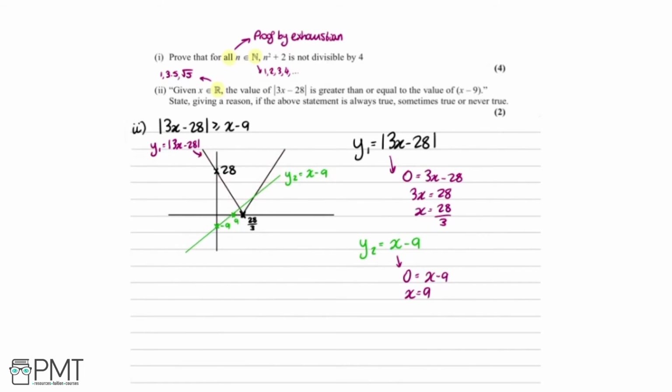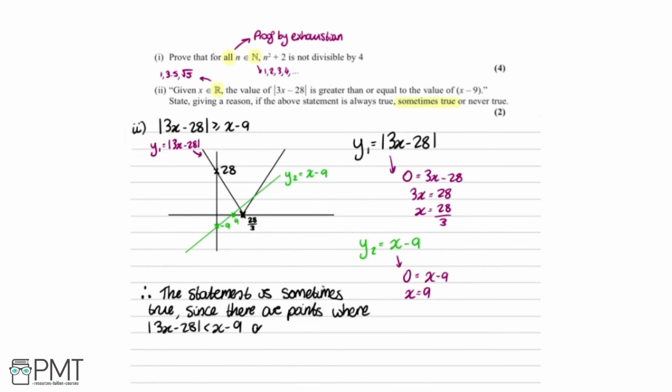So we can see that sometimes the modulus of 3x minus 28 is greater than x minus 9, at some points the value of x minus 9 is greater than the modulus of 3x minus 28, and at some points it's actually equal. So therefore we know that it is sometimes true. Writing a concluding statement, we can say therefore, the statement is sometimes true, since there are points where the modulus of 3x minus 28 is less than x minus 9, and points where the modulus of 3x minus 28 is greater than x minus 9.